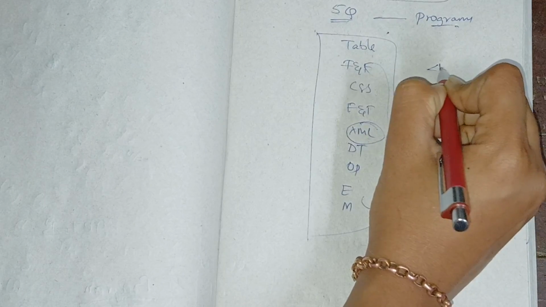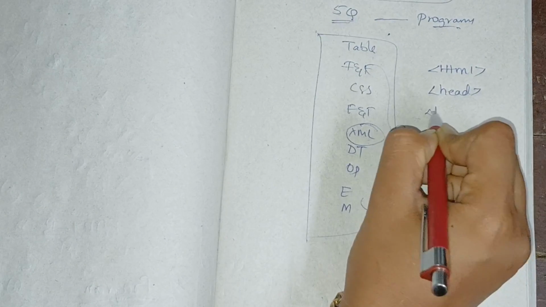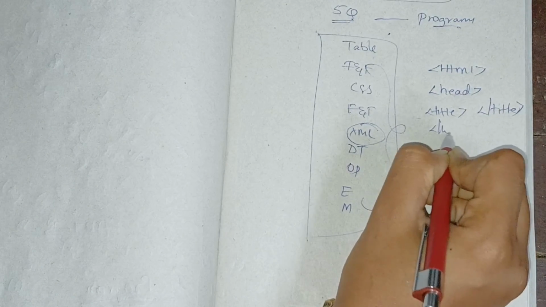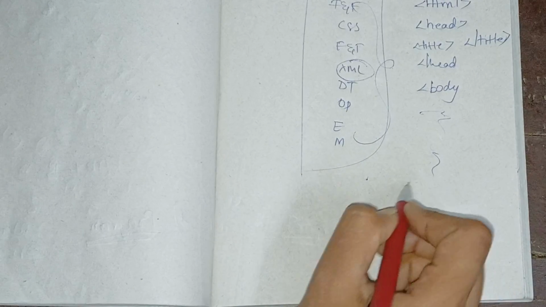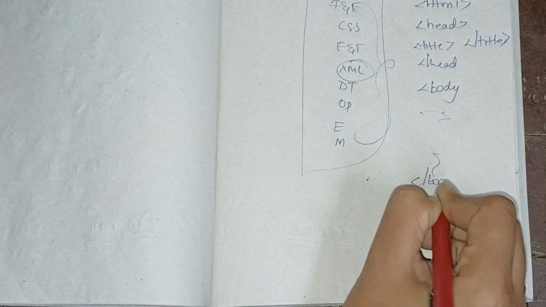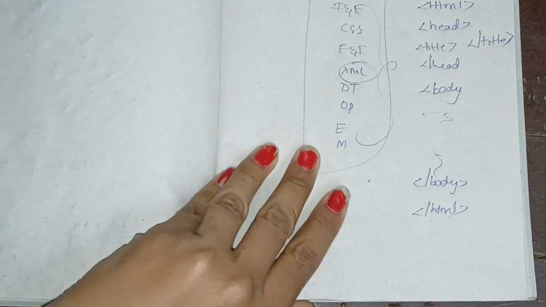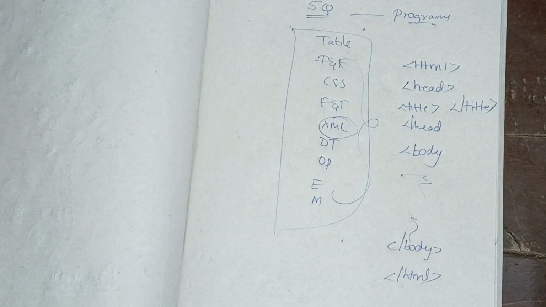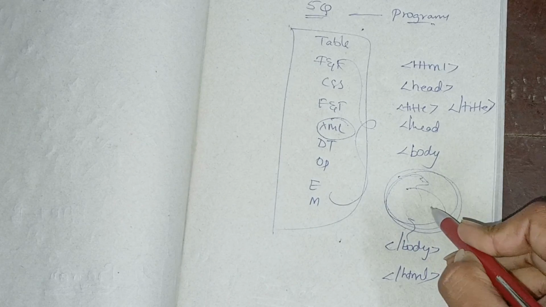Means you will have some basic structure. Here I am writing: HTML, head, title open, title close, head close, body open, and here you will have the stuff related to the answer, then body close and HTML close. This is the basic structure of a program in web technology. You can use this structure, and based on it, whatever space you have in the middle, you adjust it related to the question.